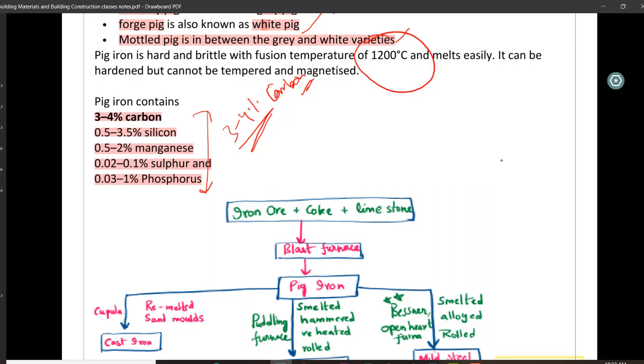Everything is clear, crystal clear. So now let us try to see what is happening, how to manufacture different things, whether it is a cast iron, wrought iron or mild steel. How to manufacture, let us try to understand.